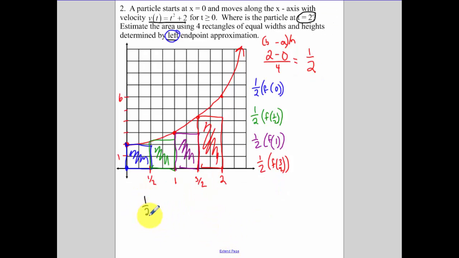basically you have 1/2 times f of 0 plus f of 1/2 plus f of 1 plus f of 3/2. So that's a shorter way that you can do this, and that's going to mean something to us. When we add all of those together, we get 23/4.